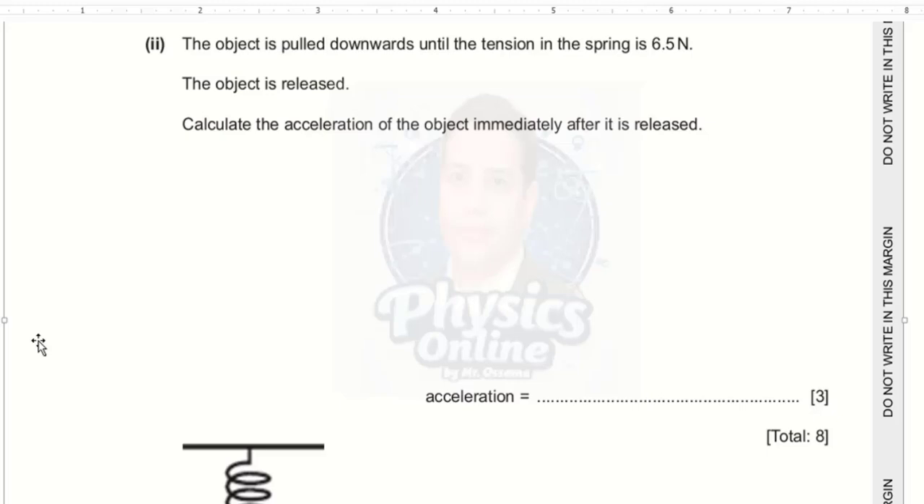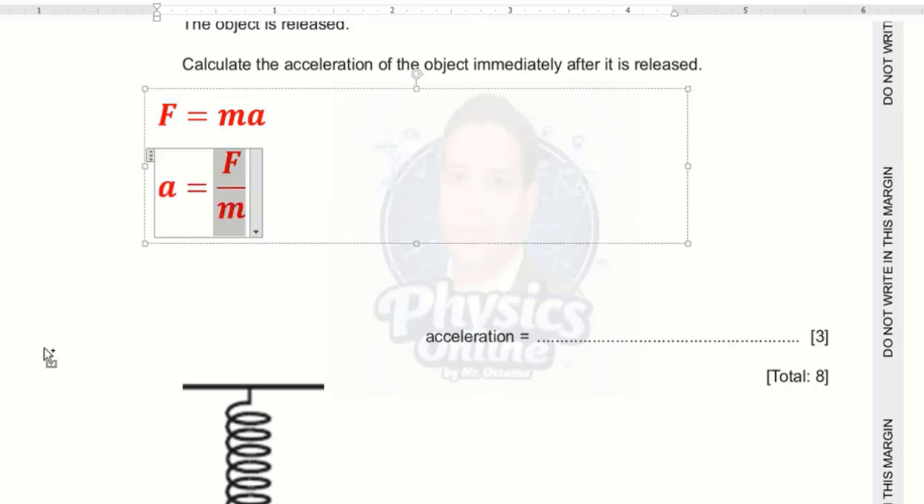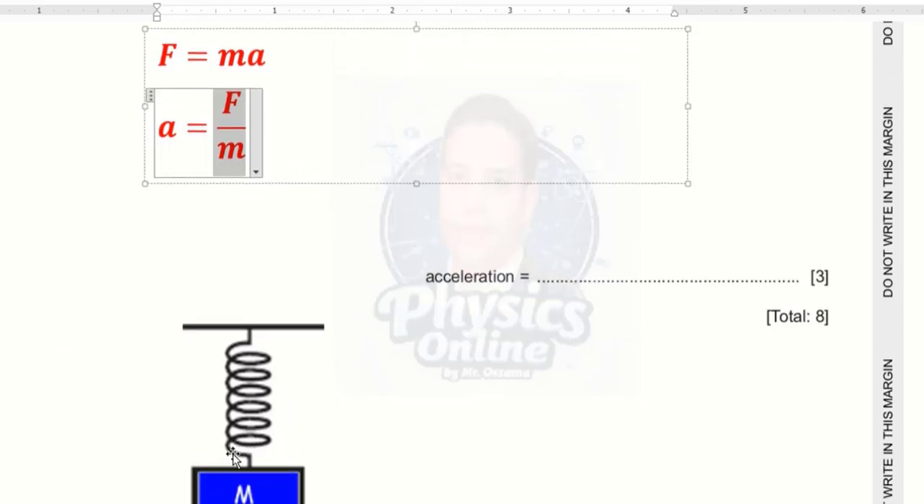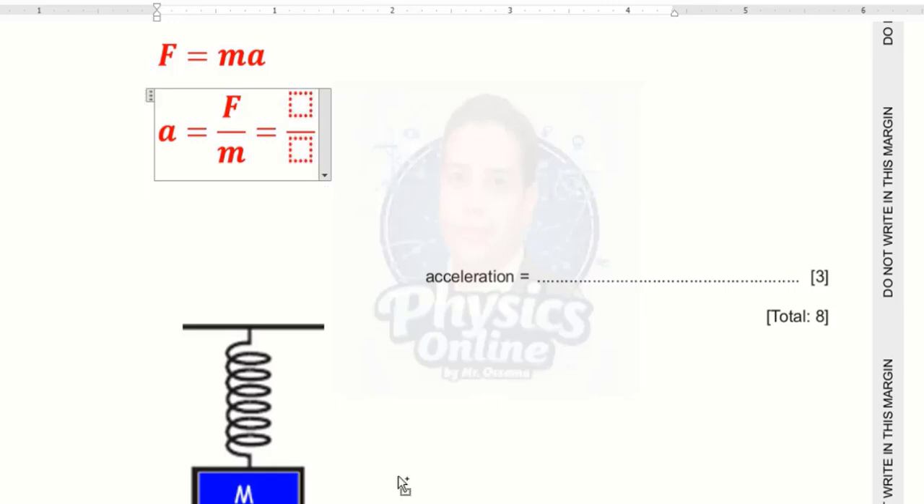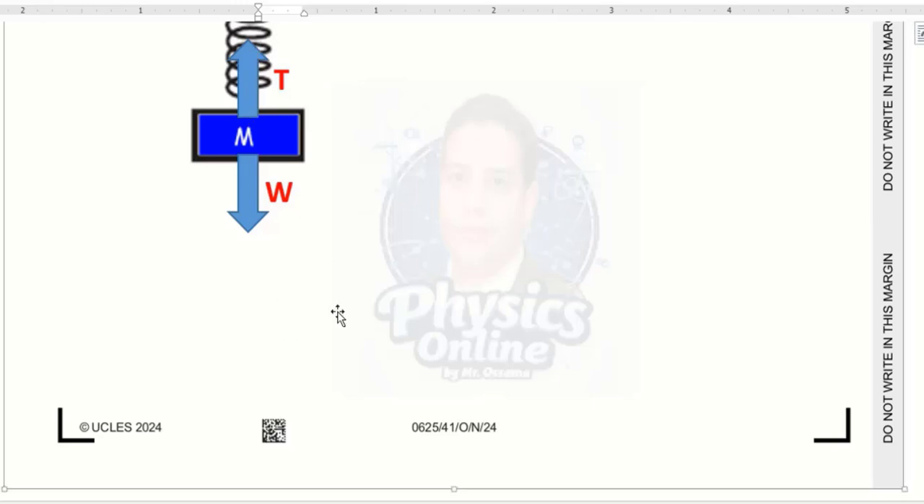The object is pulled until the tension in the spring is 6.5. The object is released. Calculate the acceleration of the object immediately after it is released. The force equals m times a, so we need acceleration a equals F over m. What is the force here? The object, as you see here, is under two forces. First is the force of the weight and the other is the force of the tension in the spring.